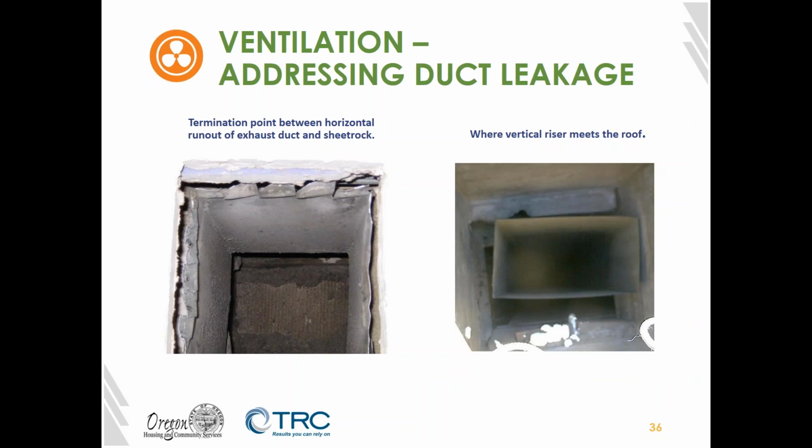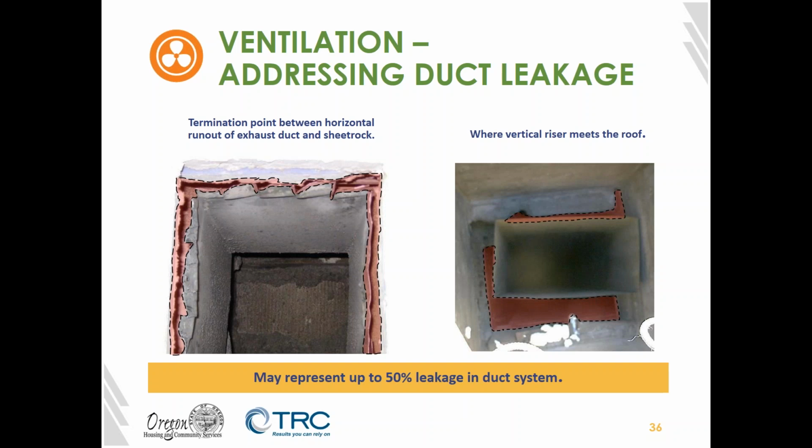So duct leakage is super crucial. On the left, you can see an image of the termination point between a horizontal runout of an exhaust duct and the sheetrock. And on the right, we have a vertical riser that's meeting the roof. You're looking down into the riser. And for both of these, we have huge areas where the duct is just totally disconnected from the shaft around it. And this can represent up to 50% leakage in your duct system. The fan that's on top of this is not actually ventilating the unit or the building effectively, it's ventilating the wall cavity. And this is a huge deal. So ensuring that our ducts are not leaky will go a long way to delivering effective ventilation.